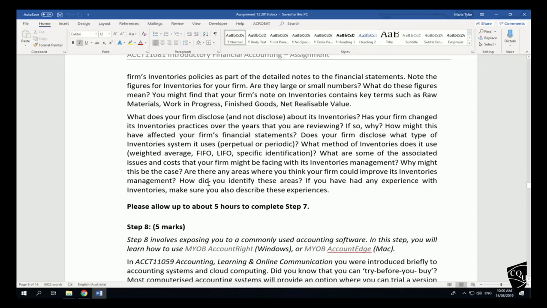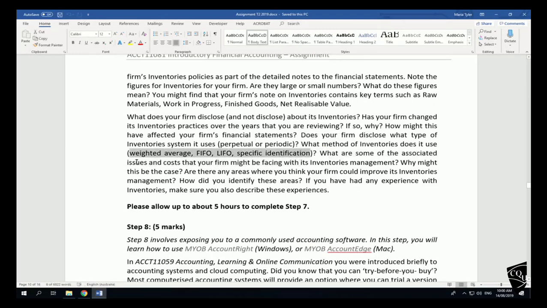Does your firm disclose what type of inventory system it uses, perpetual or periodic? And if it doesn't, how can you tell? What are the tips and hints? And I gave you one or two of those today. What method of inventories does it use? The cost flow assumptions that we went through today.